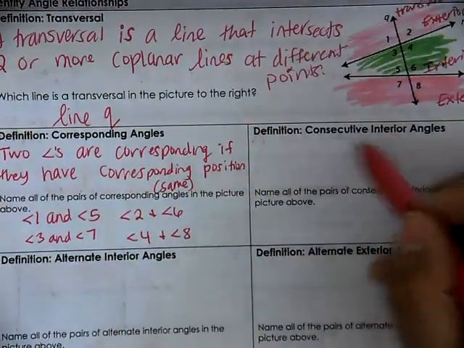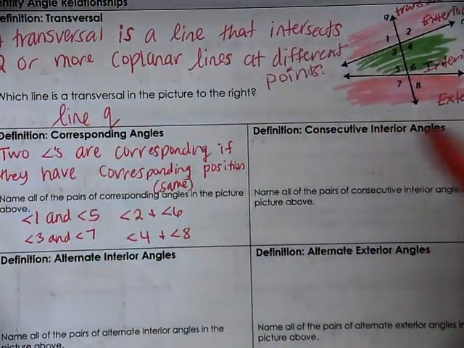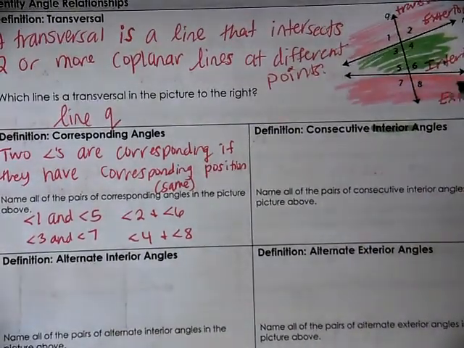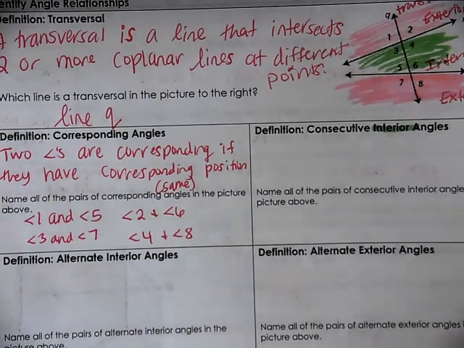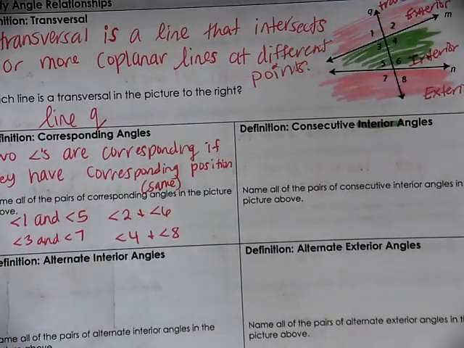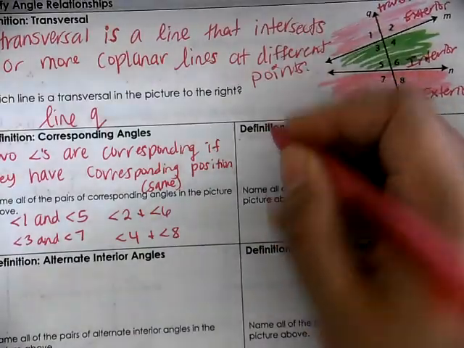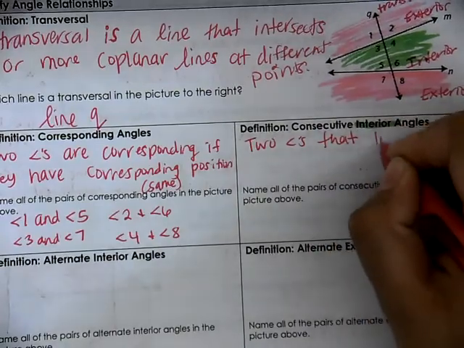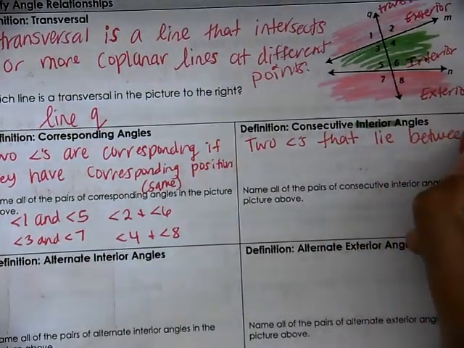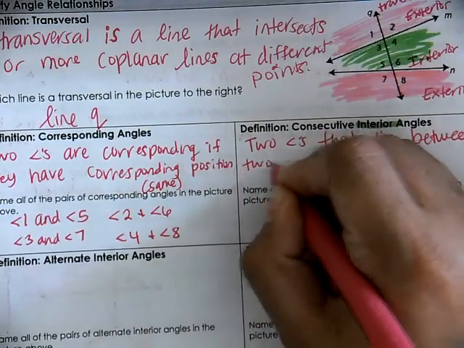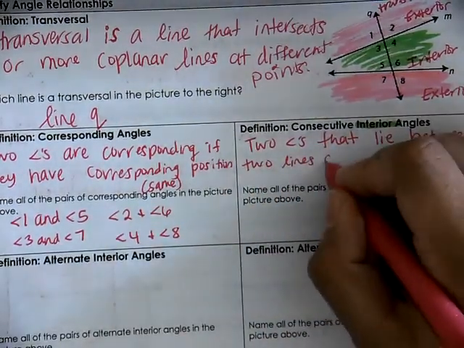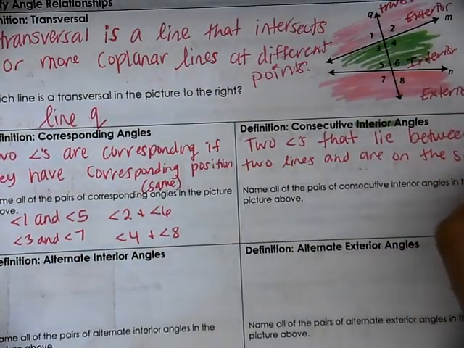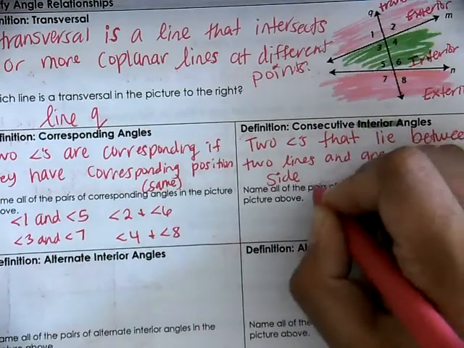Then the next one says consecutive interior angles. So we see the word interior, which I'm going to highlight in green again because that was the color I shaded in for interior. Anywhere I see interior, I'll go ahead and highlight with green. So this one says 2 angles that lie between 2 lines and are on the same side of the transversal line.